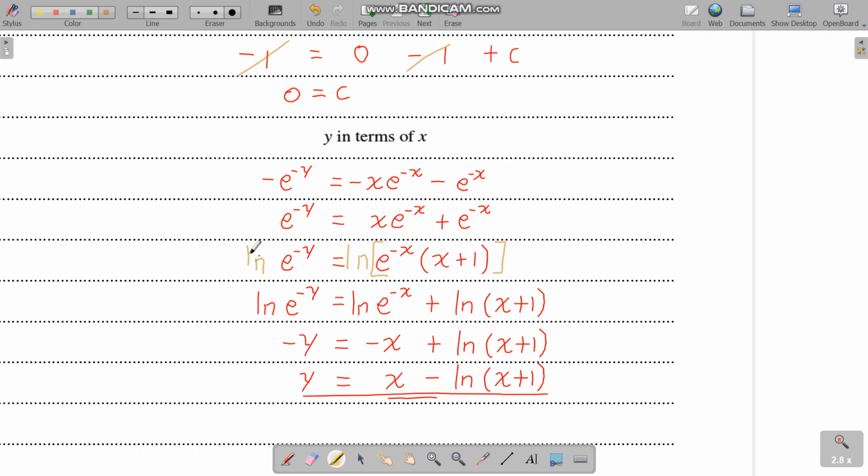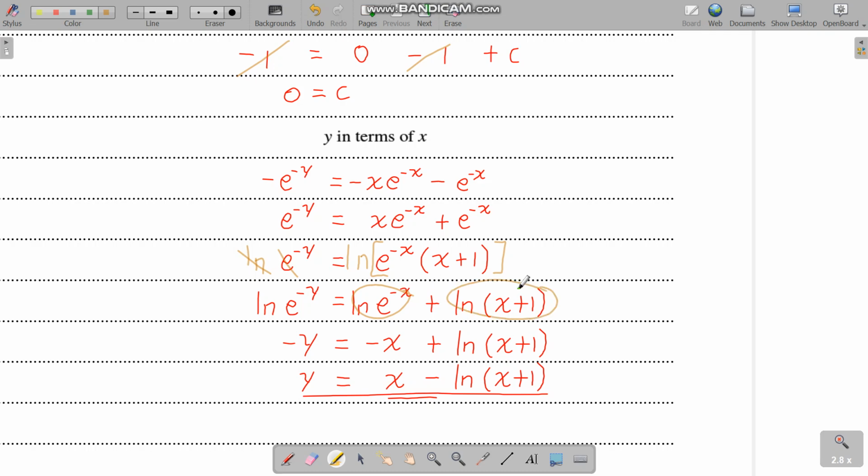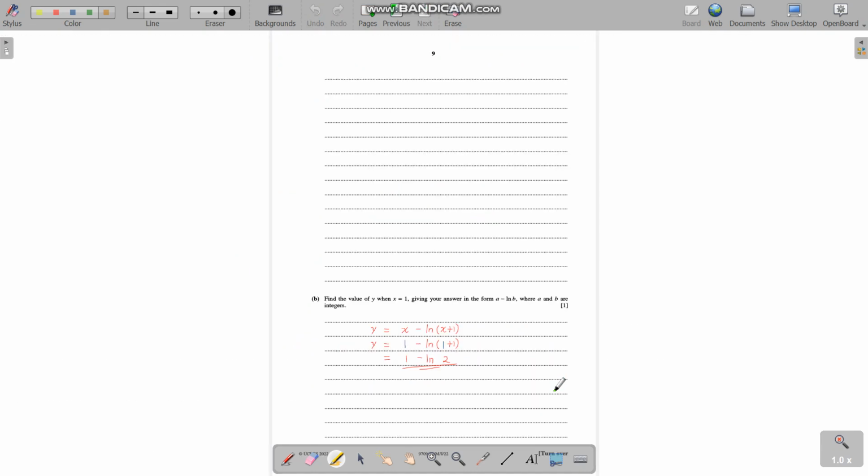On the left, ln e cancels out, we have only the power minus y, so this is what we have on the left. Now on the right, we use the product rule in logarithm, so ln a times b is equal to ln a plus ln b. Again, ln e cancels out, we have only the power minus x, and there's nothing we can simplify here. So now we multiply both sides by minus 1 and we get the final answer, y in terms of x.